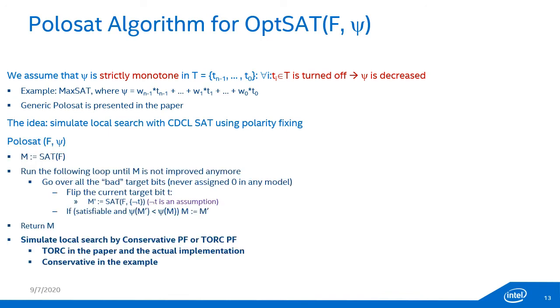Here is the algorithm. PoloSAT receives F and psi on the input. It invokes a SAT solver first, and then it runs a loop until M is not improved anymore. So the algorithm is essentially incomplete. It works until a fixed point. Each iteration of the loop goes over the bad target bits, where a bad target bit is a bit which has never been assigned 0 in any model, and it flips the current target bit. It tries to flip it by applying a SAT solver over F and not T as an assumption. So it tries to find a new model which has never been found before, because T has never been 0 in any model.